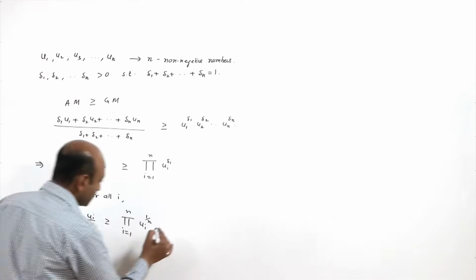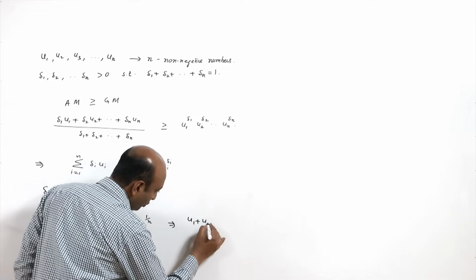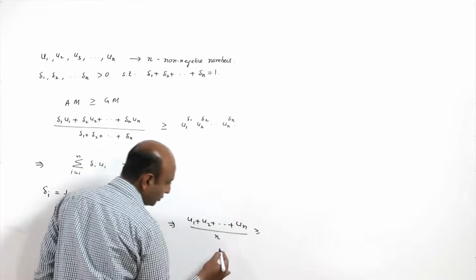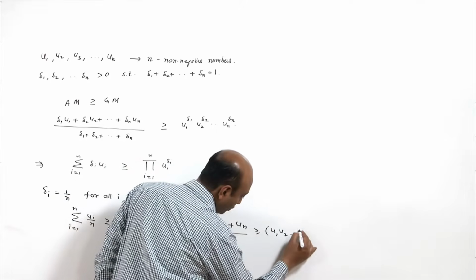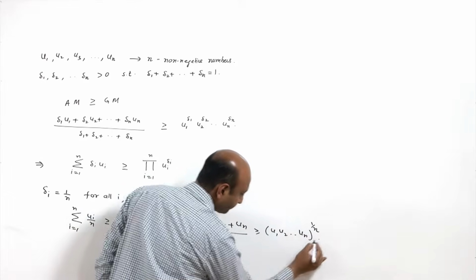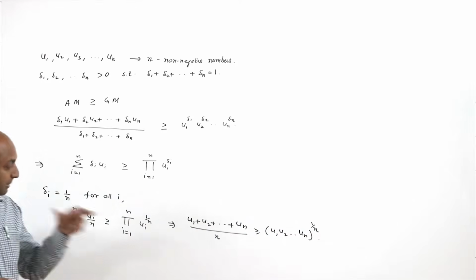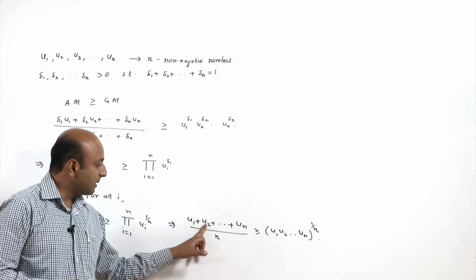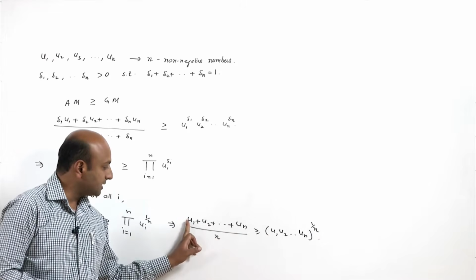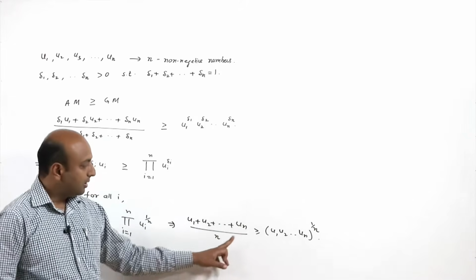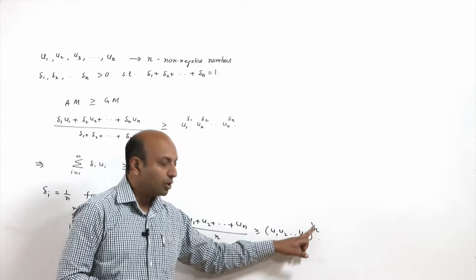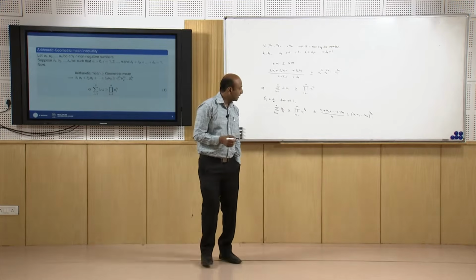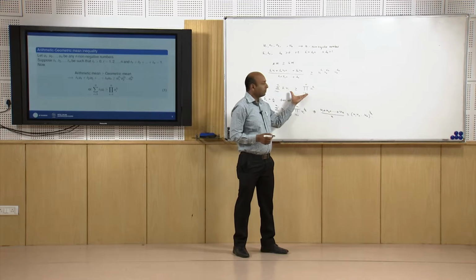What is this? This is simply u1 plus u2 and so on up to un, the whole divided by n, greater than or equal to u1 u2 up to un, the whole raised to power 1 by n. That is the arithmetic mean of these numbers, the sum of the numbers divided by n, greater than or equal to the geometric mean of n non-negative numbers. So this inequality we can easily obtain from the previous inequality.